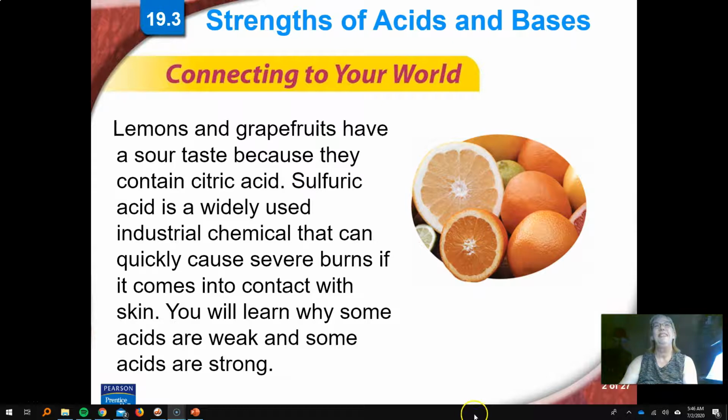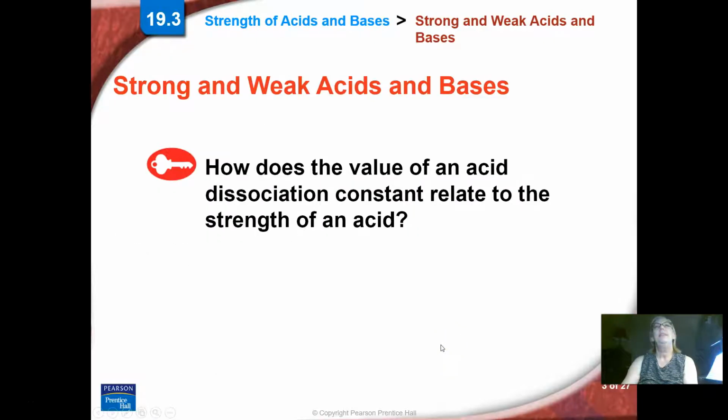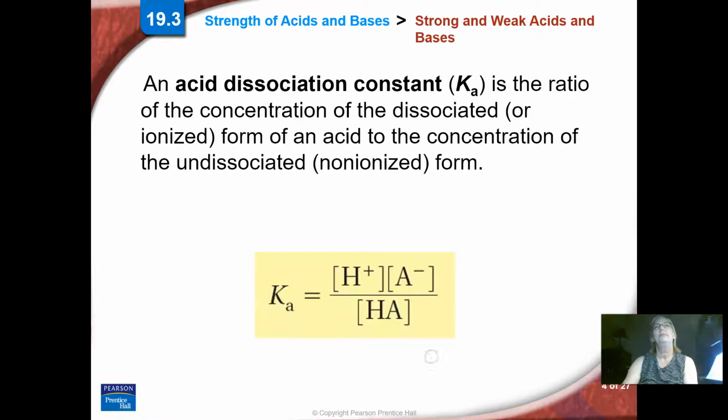I'm going to work back to acids and bases. This is really important because we're going to talk about strong acids. Some are really weak, and some acids like sulfuric acid are very strong. So we're going to look at something called the acid dissociation constant, and it's going to tell us if we have a strong acid or a weak acid.